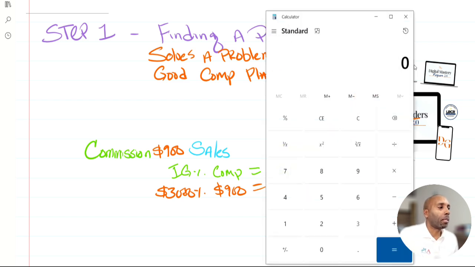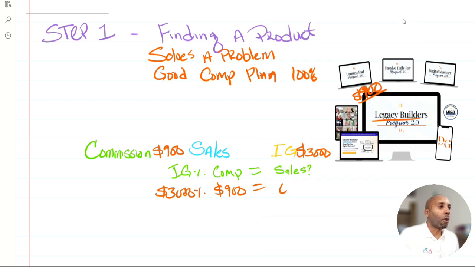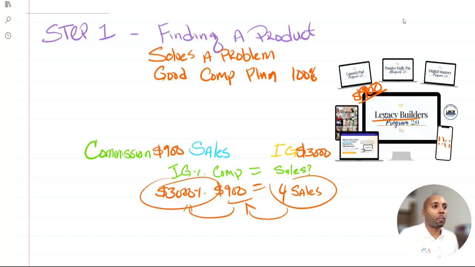So it's 3,000 divided by 900, and that gives me 3.3. So we're going to round it up to 4. So all I need to focus on is 4 sales. And once I hit my 4 sales at $900 per sale, then I will hit my income goal of 3,000.